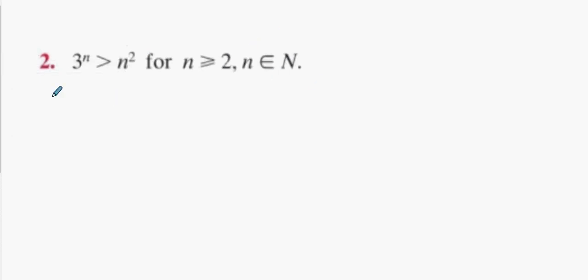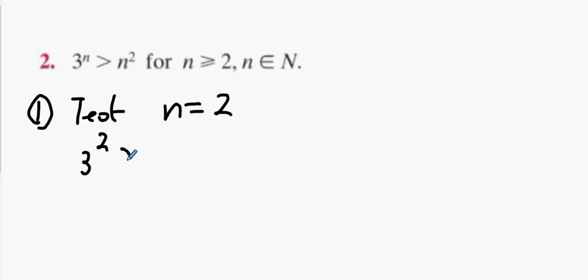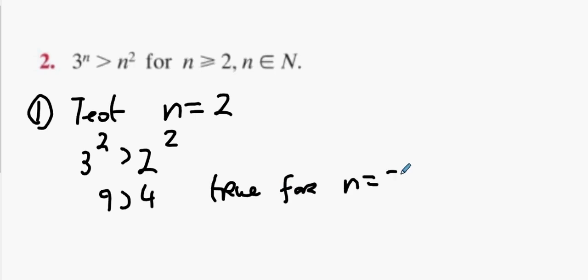So step 1 is test the lowest value in your range. What's the lowest value in our range? 2. So test n equals 2. And for 5 marks, here's what we do. 3 squared is bigger than 2 squared. 9 is bigger than 4. True for n equals 2. We're all good, are we? Hooray, alright?